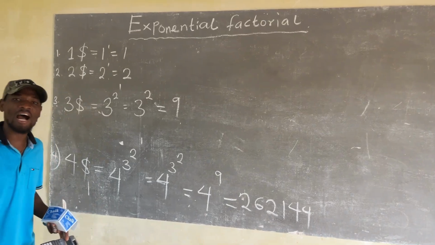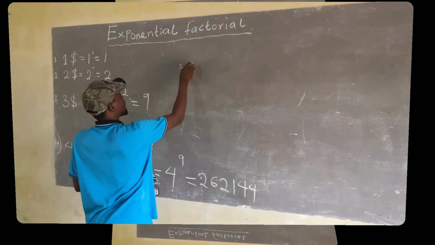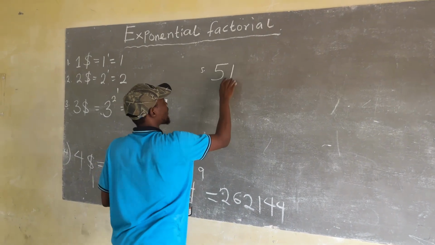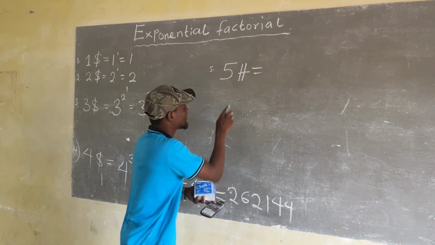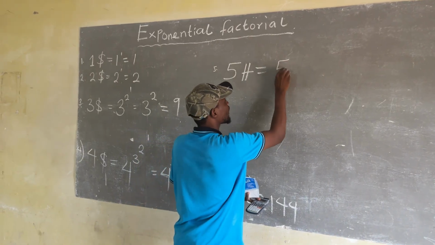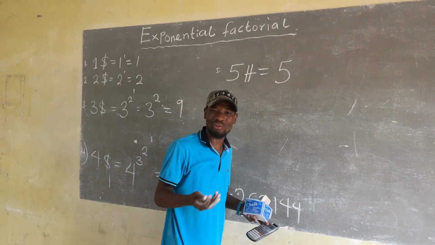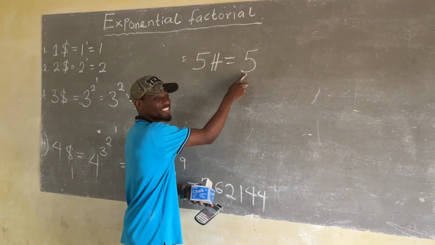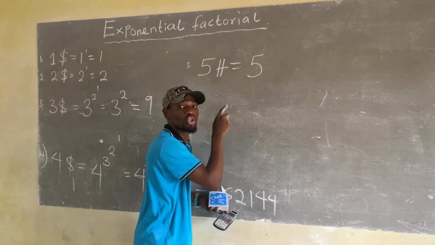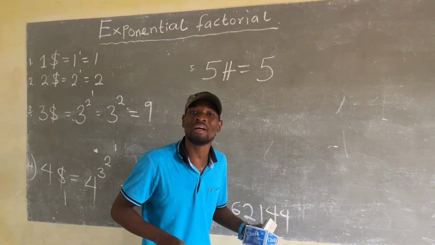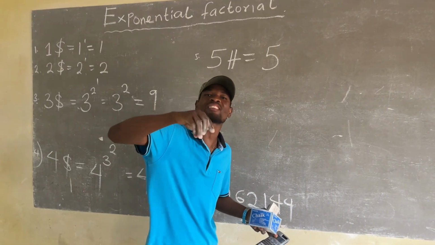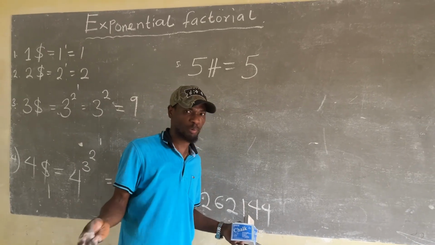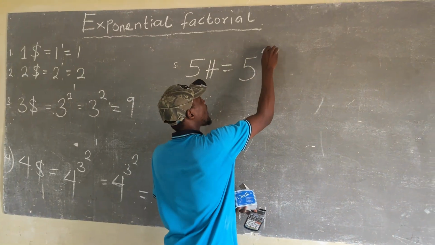Now let us consider our last example. So we have the exponential factorial of 5, which equals the number 5 this way, raised to the power what? To get the power, you subtract 1 from n. You subtract 1 from this number. So what is 5 minus 1? 5 minus 1 is 4. So 4 becomes my new exponent, so to the power 4.